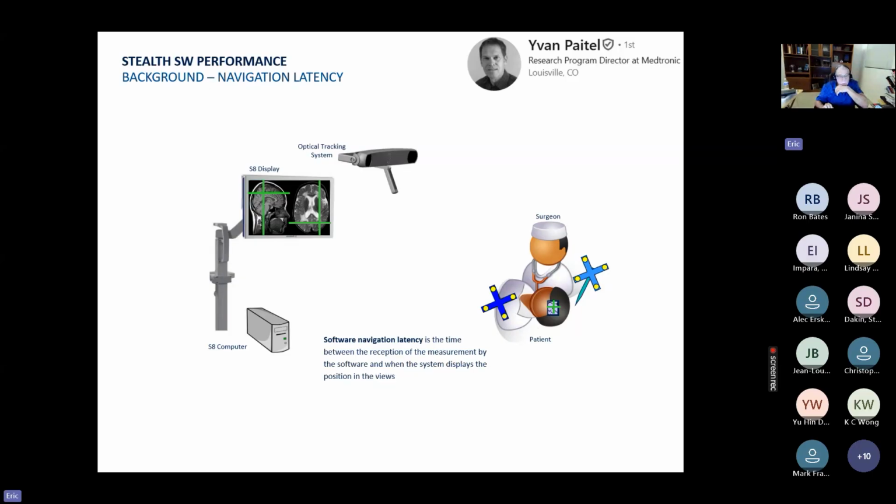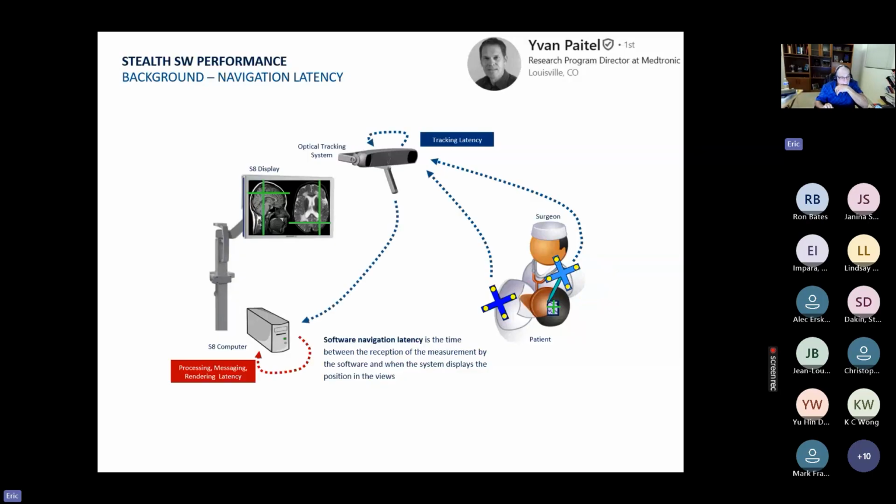So here he's moving, or she's moving around. We have optical tracking latency, delays. We have processing, messaging, and rendering latency. We have display latency, and we want to minimize this latency so it's less than what a human can detect. A human can detect a latency of greater than 250 milliseconds.